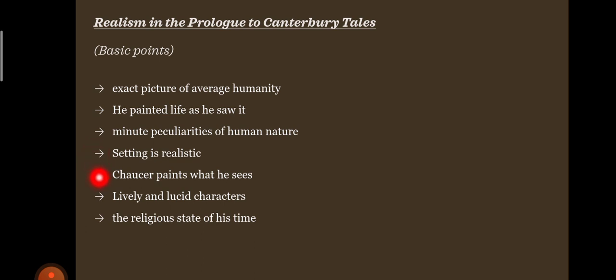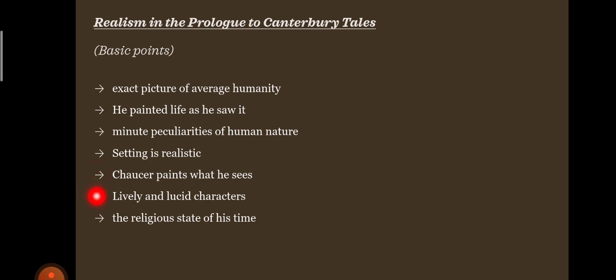The next point is Chaucer paints what he sees. And as we know, he was gifted, he was blessed with an acute power of observation, so he presents things as they were in that time. In doing so, he never mixes the tint of his own likes, dislikes, views, or prejudice into whatever he was painting or describing to us.